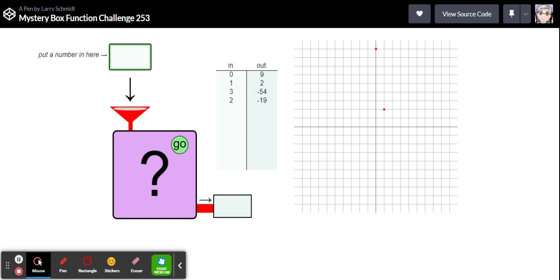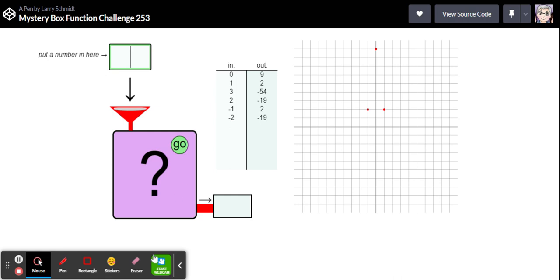Let's go to the left of the y-axis. How about a negative 1? Aha, negative 1 gives us 2, so it looks like maybe we have some symmetry. How about a negative 2? Let's see if we get that same negative 19. So my hunch about this one, even though we can only see 3 points here, I know this is a curve. So I think this is a downward facing parabola.